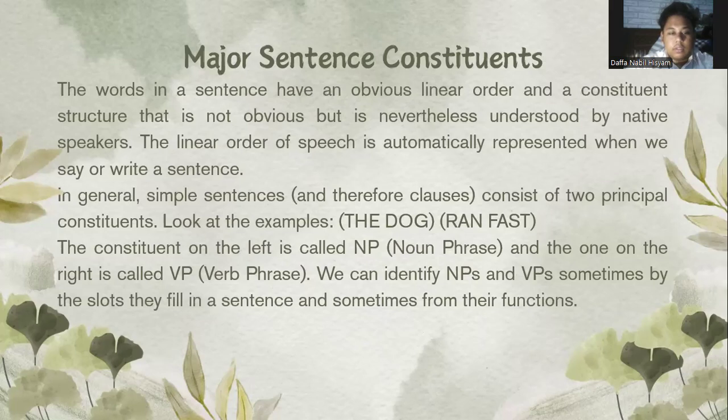Look at the example. These are two constituents: the dog and ran fast. The constituent on the left is called NP, or noun phrase, and the one on the right is called VP, or verb phrase. We can identify NP and VP sometimes by the slots they fill in the sentence and sometimes from their function.